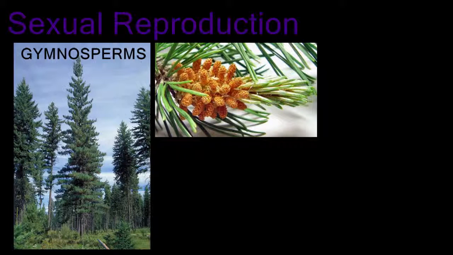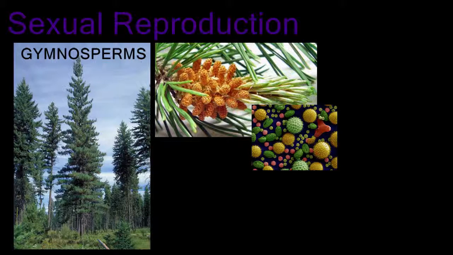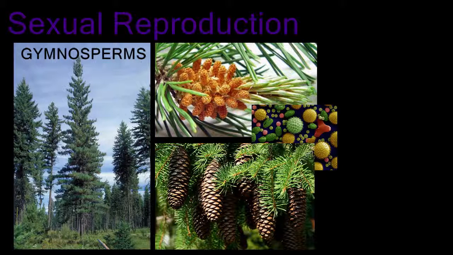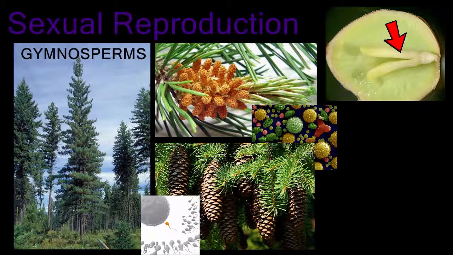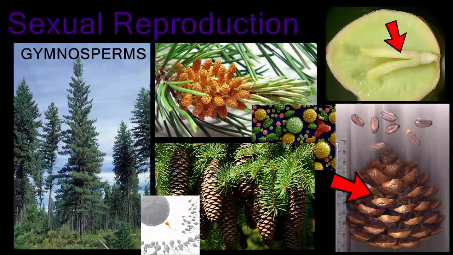Cone-bearing plants are called gymnosperms. A mature pine tree is the sporophyte generation. The male gametophyte generation is produced within the male cones. Male cones produce pollen, which contains the male gametes. Pollen travels on the wind to the female gamete found inside the female cones. When sperm and egg fuse during fertilization, the resulting zygote grows into a tiny plant embryo. That embryo is kept safe inside a seed, and the seeds are protected by the cone until it's time for them to be released and grow into new trees.